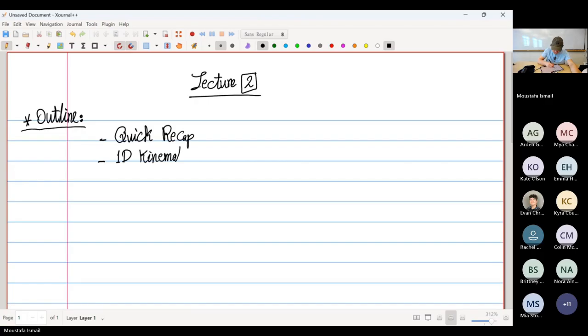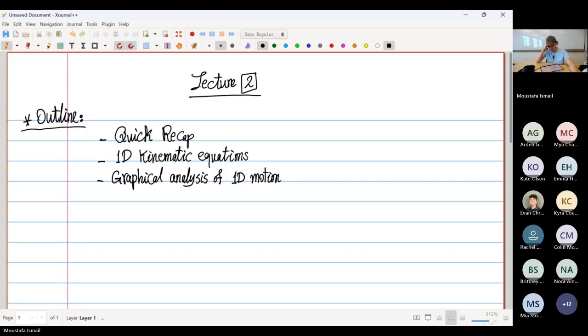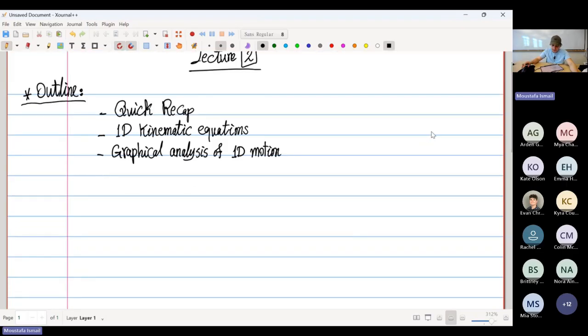Kinematic equations. That will be algebraic. Then we will discuss the graphical way of talking about things. So graphical analysis of 1D motion. And that will be it for all one-dimensional motion.